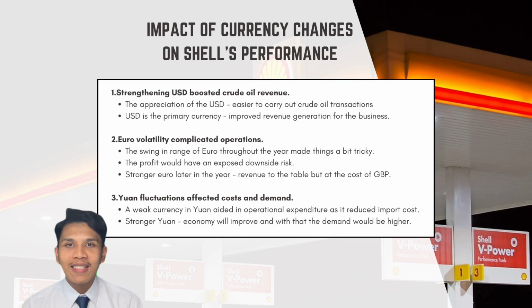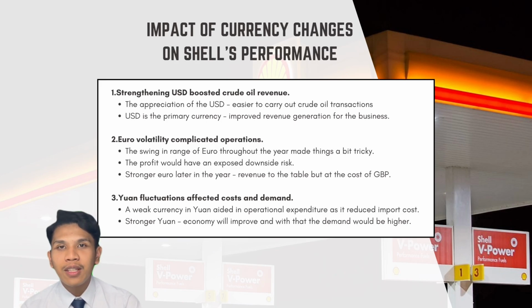The impact of currency changes on Shell's performance. The first one is that a strengthening USD boosted crude oil revenue. The appreciation of the USD during critical times made it easier to carry out crude oil transactions, but increased expenses in GBP and EUR, slightly reducing profitability.